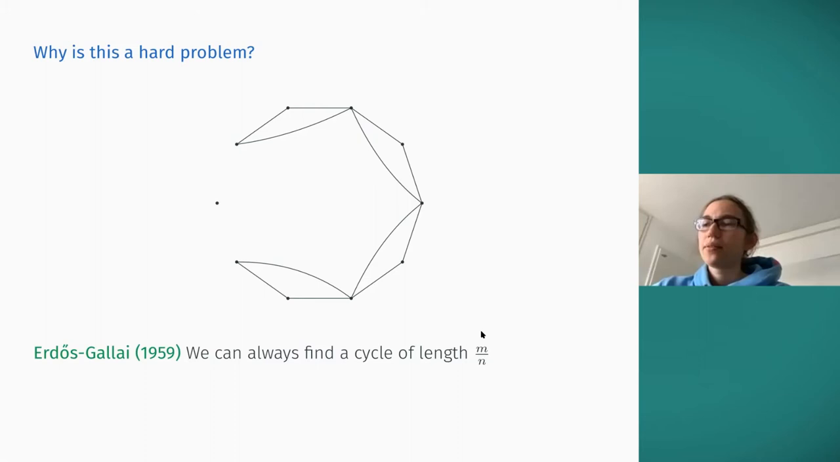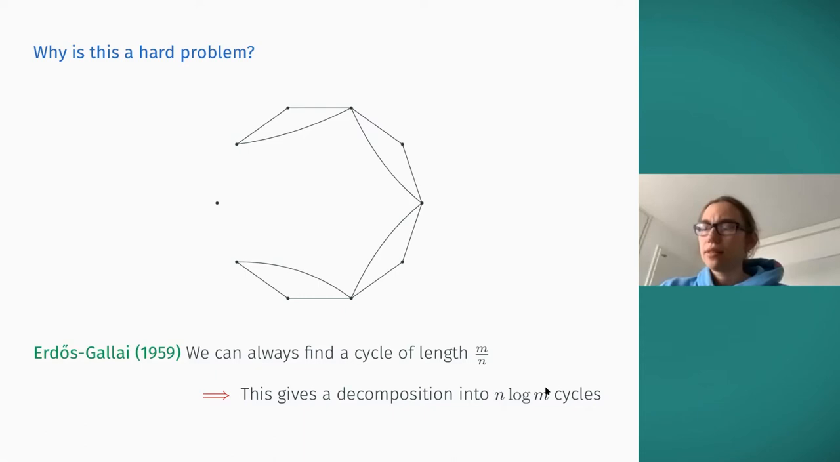Okay, so this is for graphs. If you iteratively remove cycles of this length, then you get n times log n many cycles. So this is quite far from Hajós's conjecture. This is what's possible for graphs.